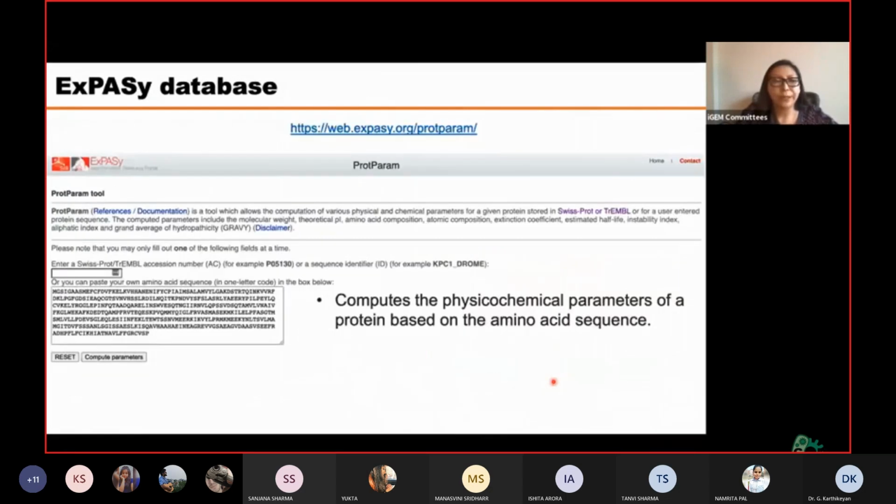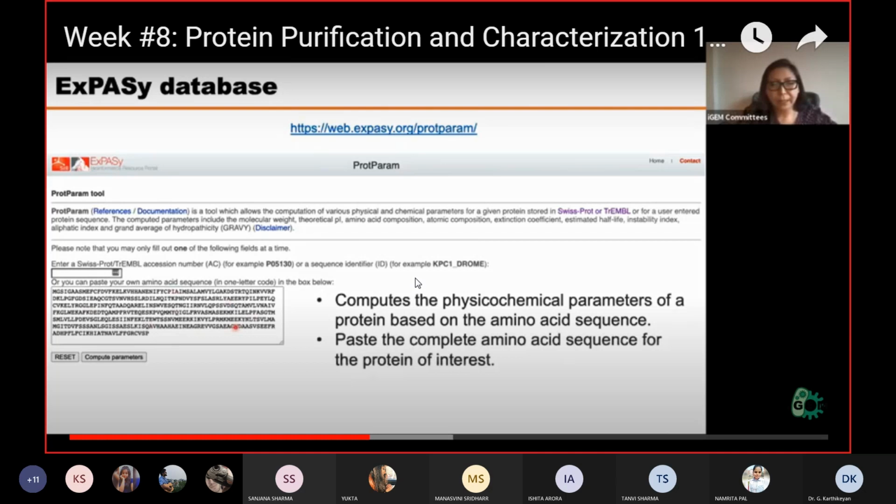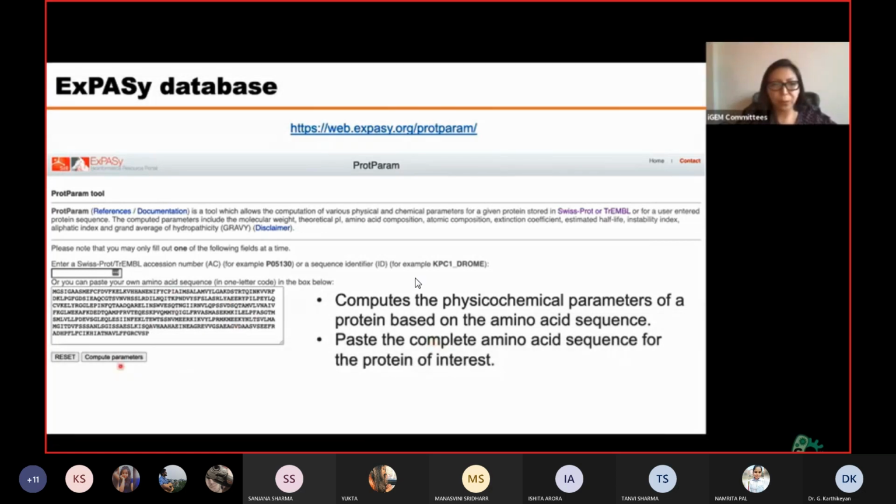So this is why I'm presenting you here a database called Expasy. It's the database that I like, but for sure there are many other databases that can do that. In this database, you can compute the physicochemical parameters of a protein based on the amino acid sequence. So what you need to do is get the amino acid sequence, the primary structure sequence of your protein, and then paste it here in this space, and then press compute parameters.